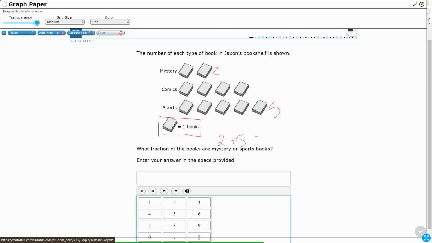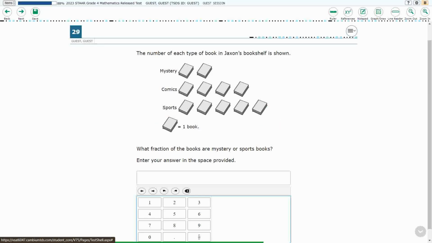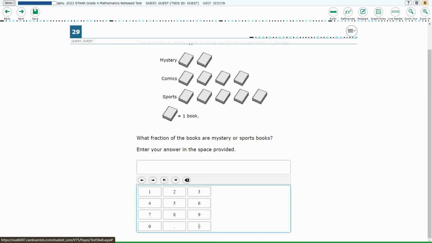We've got 7, but we need to make it a fraction. So that's going to be our numerator. Our denominator is going to be how many total we have. So I've got 4 comics. So we add that together, we get 7/11ths. So that's our fraction. Seems pretty simple. The difficult part is using our equation editor here.